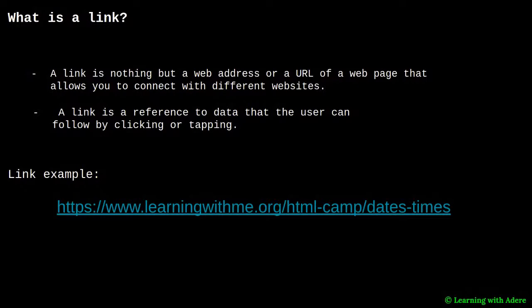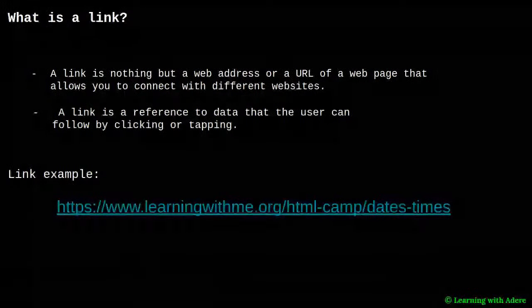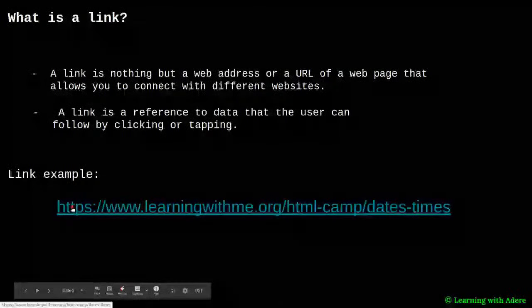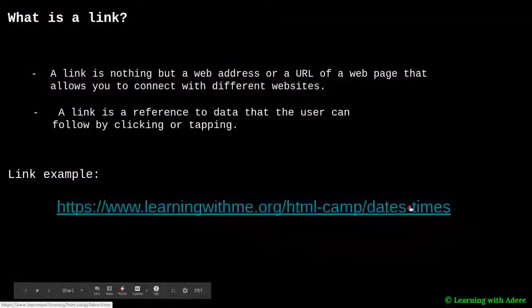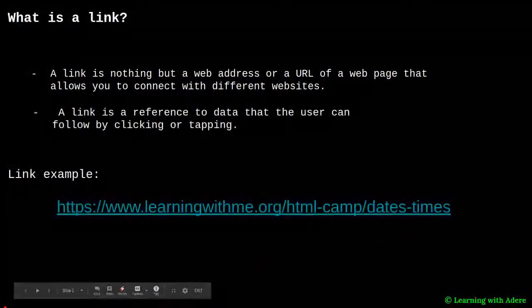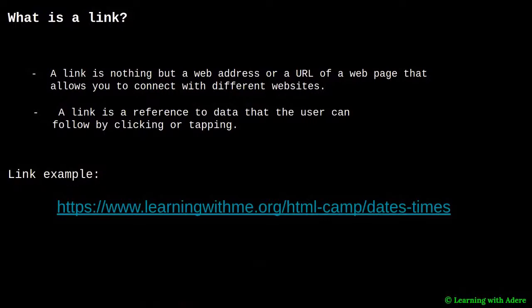A link is a reference to data that the user can follow by clicking or tapping. In this case, the data is whatever content is on the web page or that web page itself. So here's an example of a link. We probably recognize it: the www.domain, and then the directories for what page it's taking you to. And yes, that's a link. Sure, if you just put a link in chat.